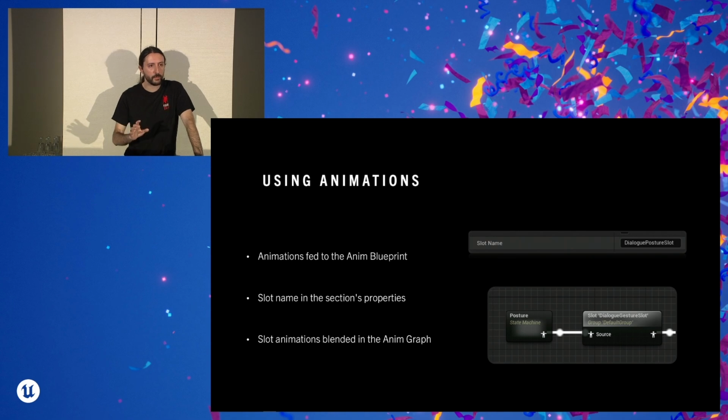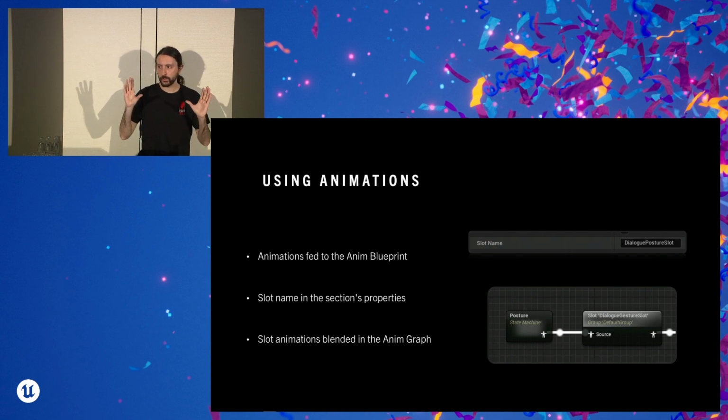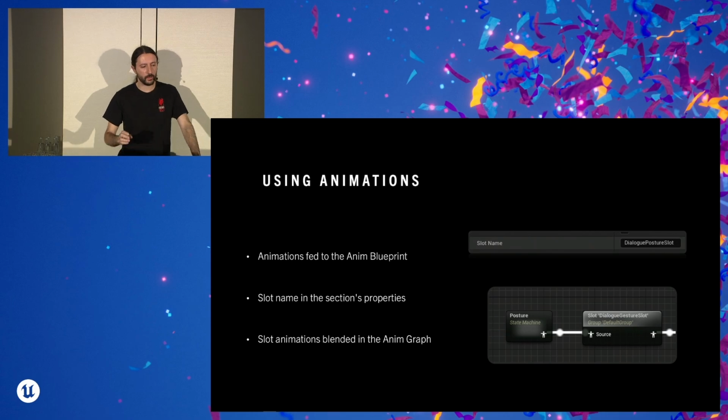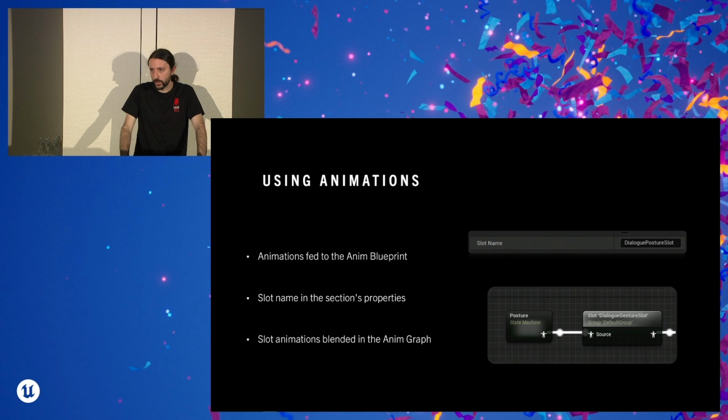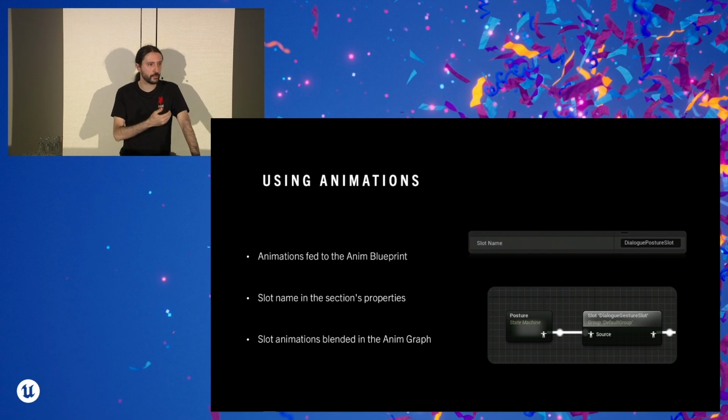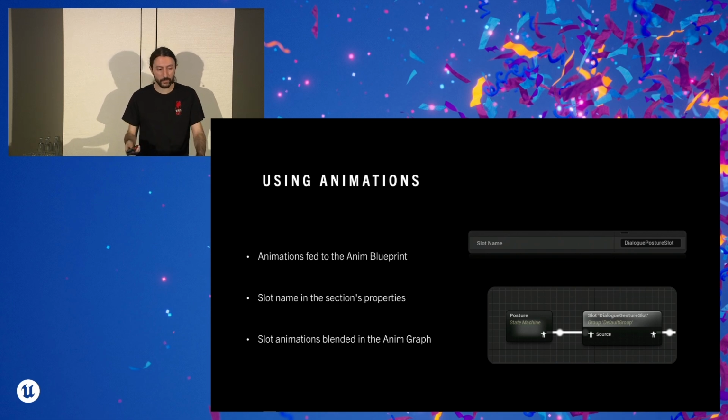We are not using animations directly from the tracks. We are feeding them to our animation blueprints. We're using the slot name that you can find on your animation sections. You can basically tell any slot name, and then you can get them with a special node in your animation blueprint, and then you can blend them with everything else in your animation graph, which is great when you are trying, like us, to switch from gameplay to dialogue in a seamless way, because everything blends together.